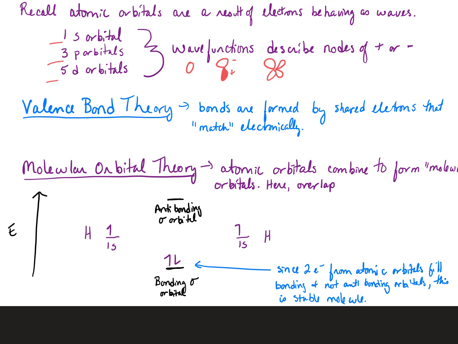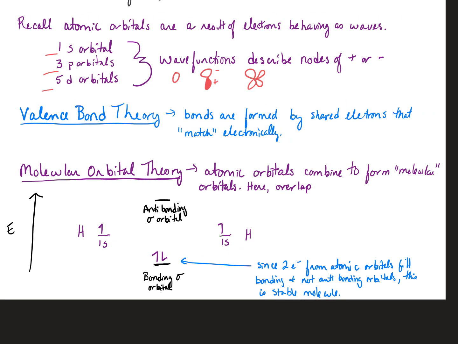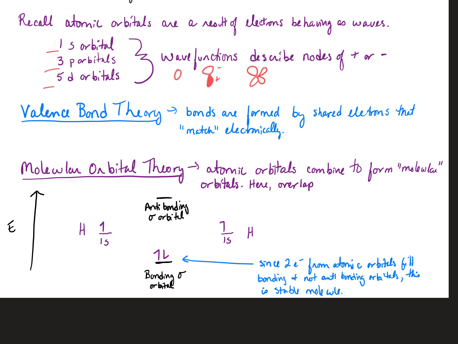Now, this theory takes things from a much different perspective. It says that we've got atomic orbitals that combine to form molecular orbitals. And overlap is what actually makes the bond happen, okay? Bonding orbitals is where things actually bond. Sorry, I forgot to write out the rest of that, so I'll have to fill that out. That's what I meant to say there, okay?